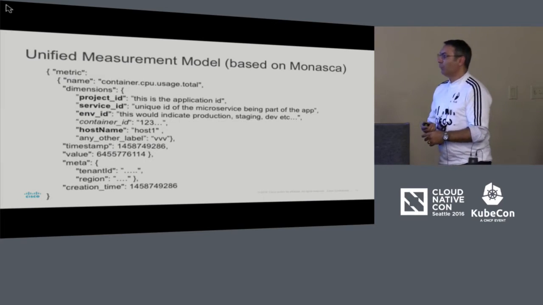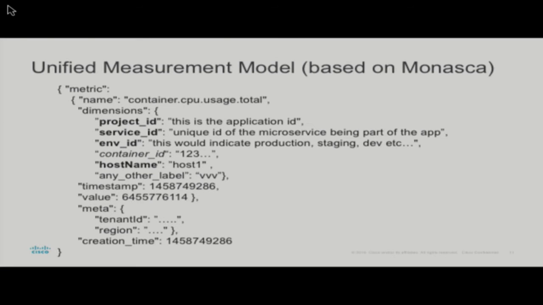So this is an example of the Monasca measure. You see that there is a name of the measure, which will be your metric, right? And then there is a timestamp and a value. And in the middle, there is what's called dimensions. Those dimensions are the specific and non-specific labels that you want to push into the metric. These come from the Docker labels.